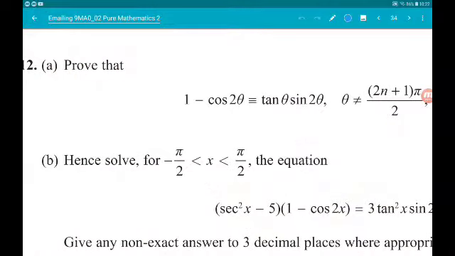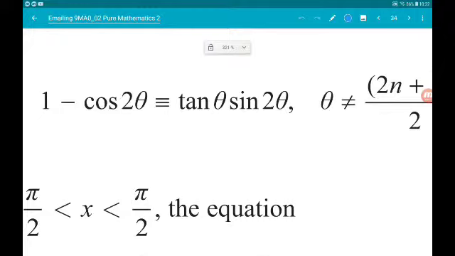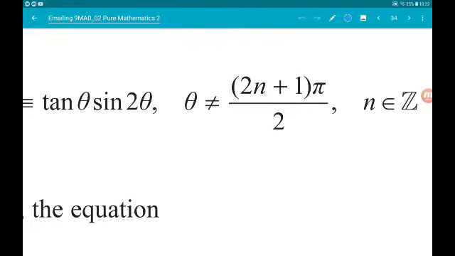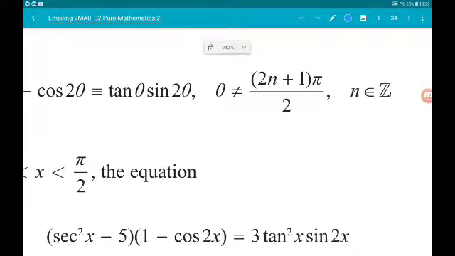Okay, question 12, we got a trig identity followed by a lovely trig equation. So part A, 3 marks, asks us to prove that 1 minus cos of 2 theta is identical to tan of theta sine of 2 theta, where theta is not allowed to be (2n+1)pi over 2 and n is an integer.